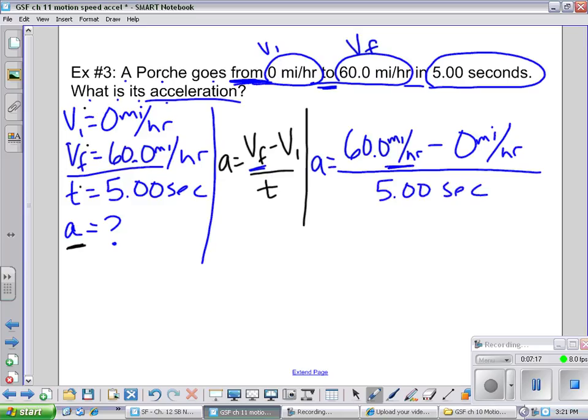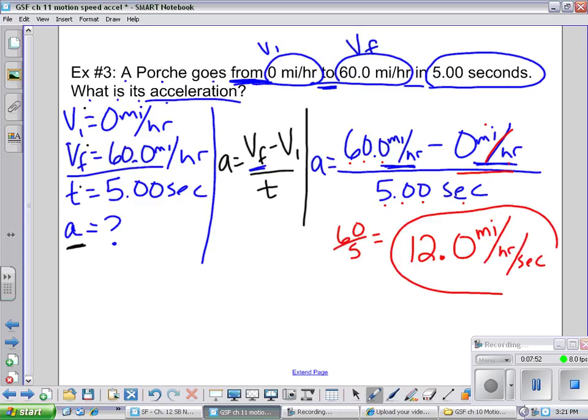These units have to be the same units here. It doesn't matter what's on the bottom, but in order to subtract units, they have to be the same. They have to be the same. So I don't think I would do anything to you unless it was a bonus or something like that. But so 60 minus 0, of course, is 60. 60 divided by 5, of course, is 12. And I'm going to go ahead and put 12.0 just because this has 3 sig figs and this has 3 sig figs. And then our units, we have miles per hour per second. So that's miles per hour per second. All right? And there's our answer for acceleration for that Porsche.